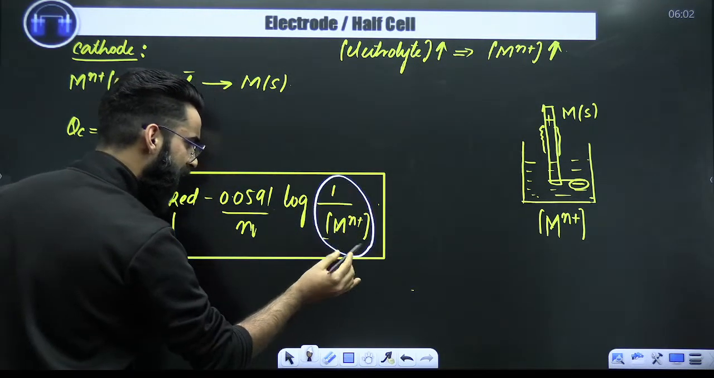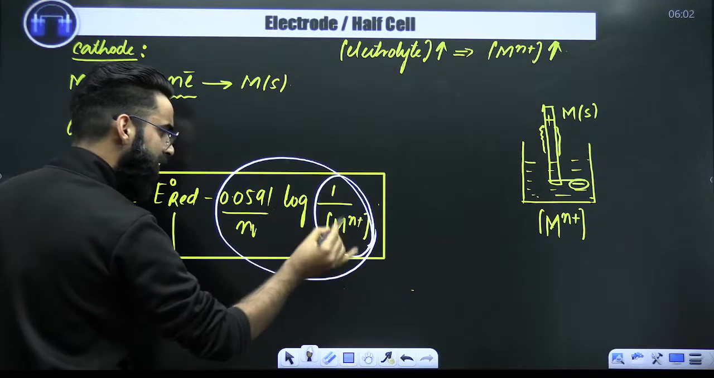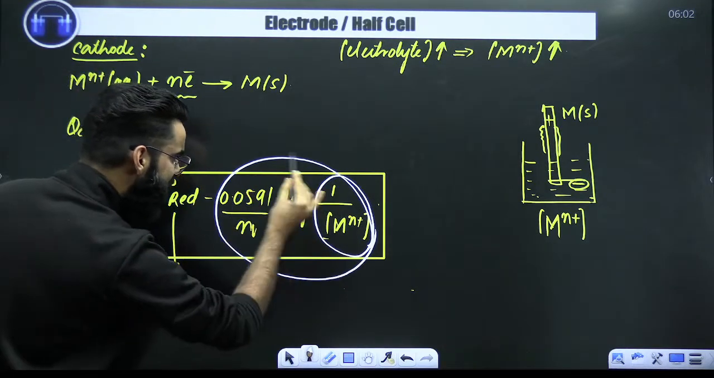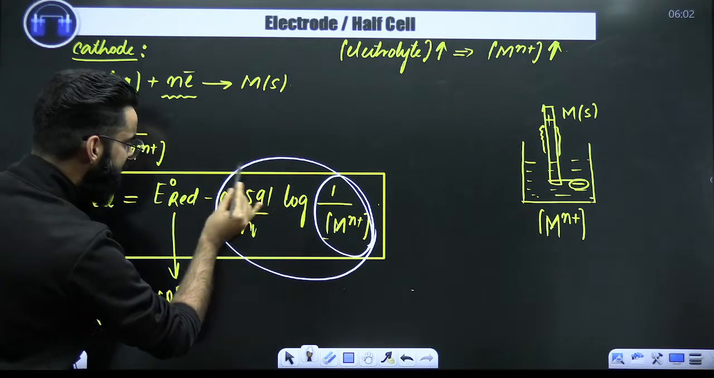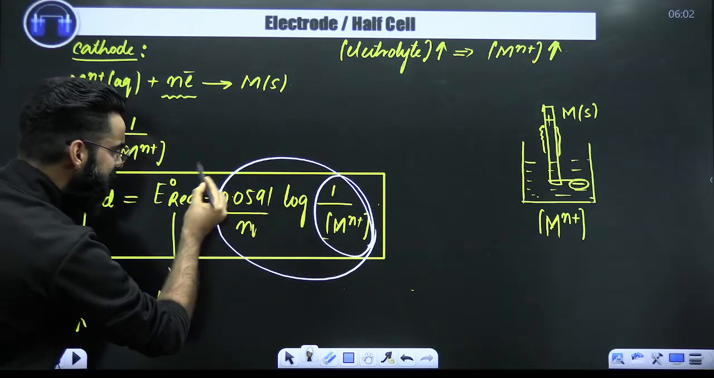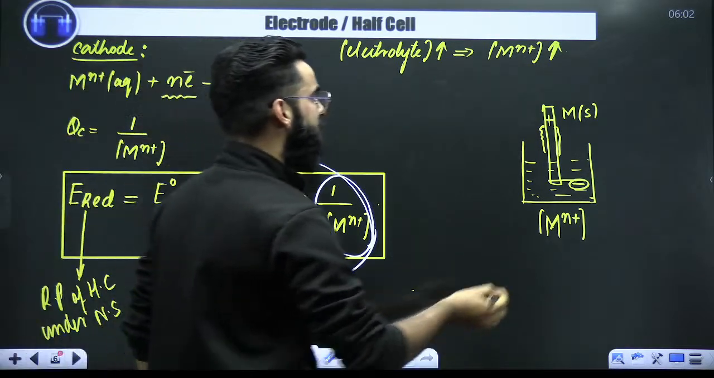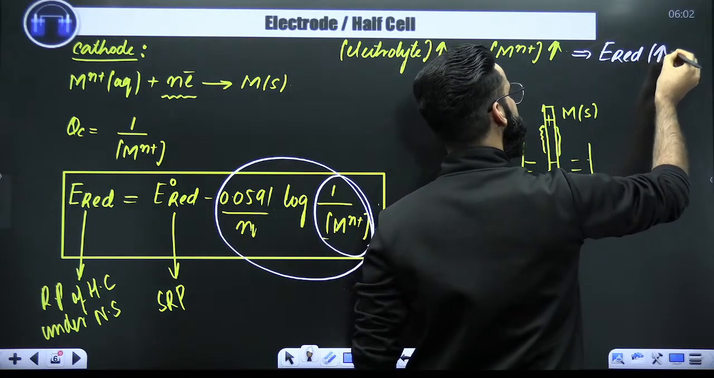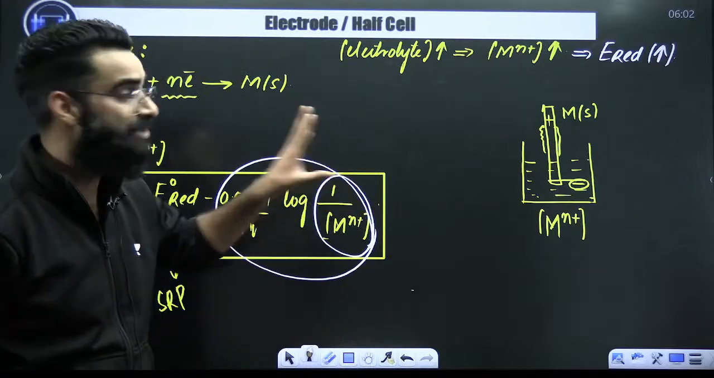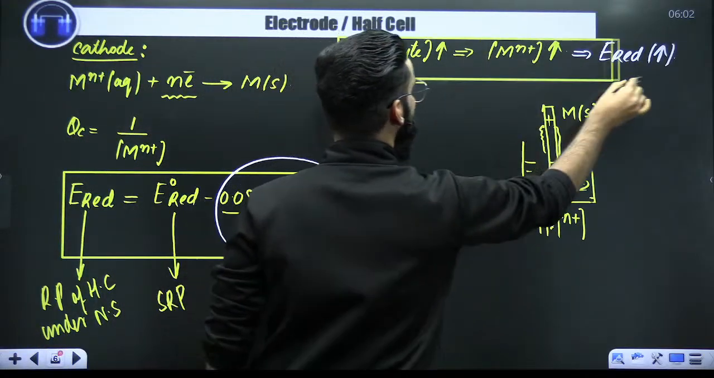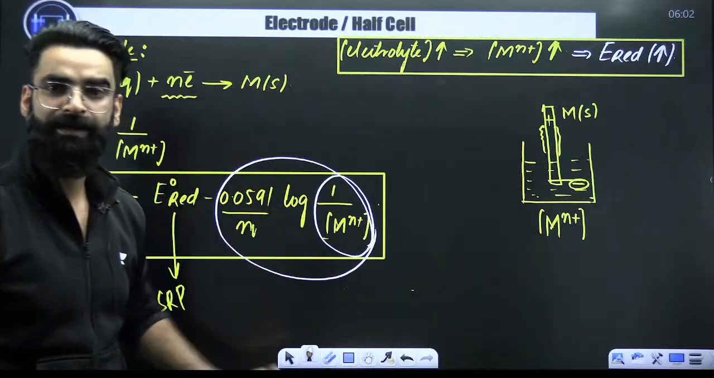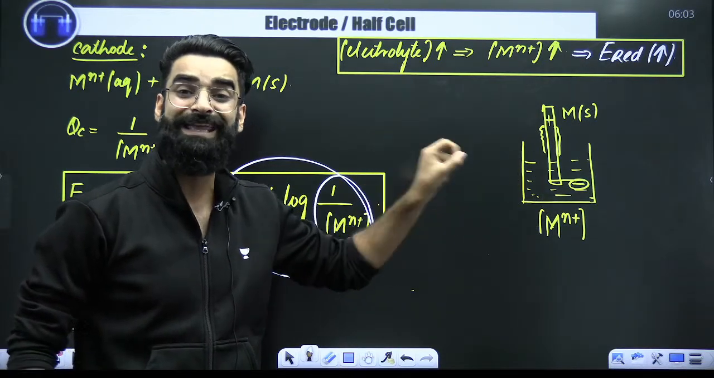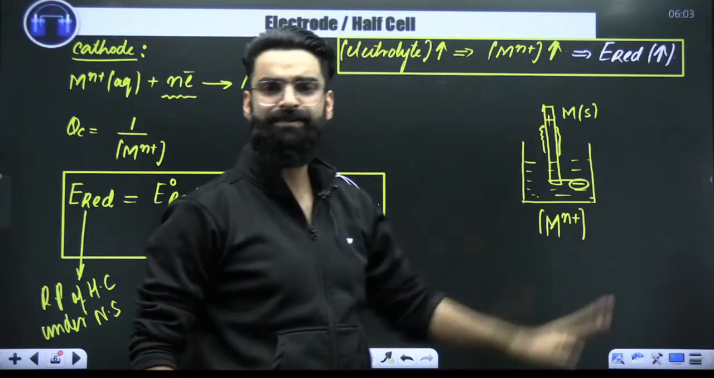If this whole value is decreasing, what will happen to the difference of these two terms? I must say the difference between these two terms will increase. If the difference between these two terms increases, that actually means the reduction potential of the half cell is increasing. So from here, we can generalize one very important statement. And what is the statement all about? The statement is very simple. On increasing the concentration of electrolyte in the container, the reduction potential of the half cell increases.